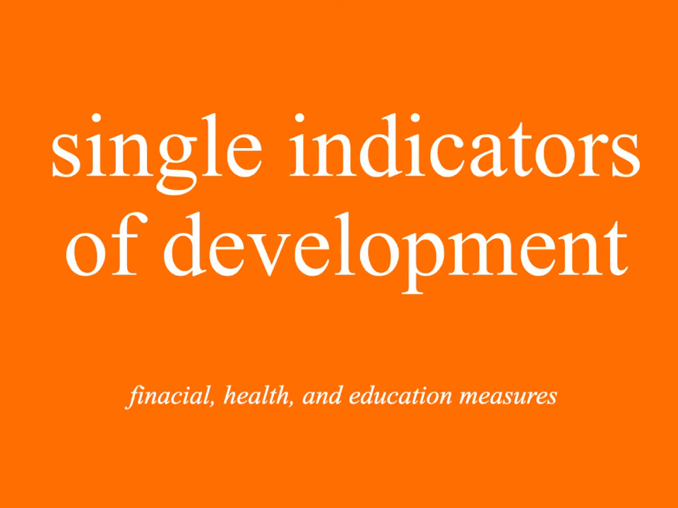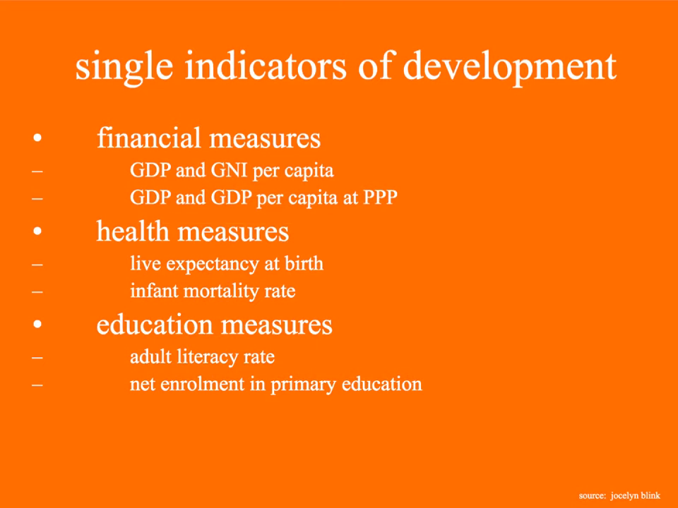Well, let's take a look at the single indicators of development. There are three sorts of indicators that we're going to look at: the financial, health, and education measures. First, let's start off with the financial measures. Those would be GDP and GNI per capita, and GDP and GNI per capita at purchasing power parity.